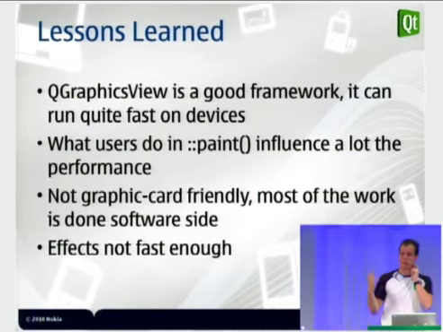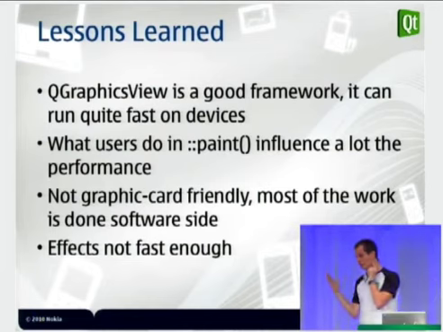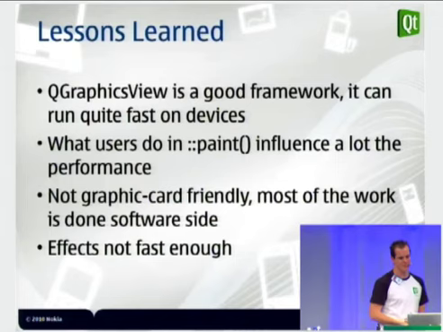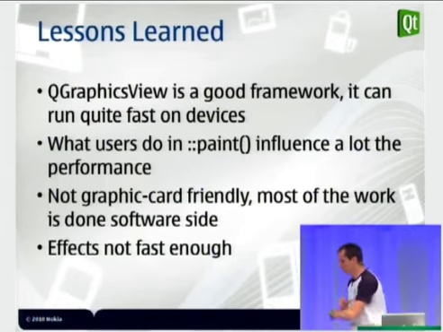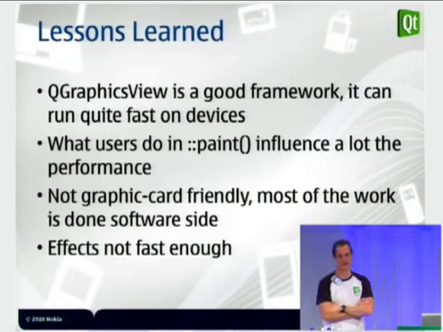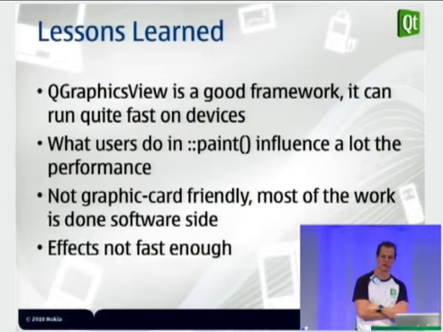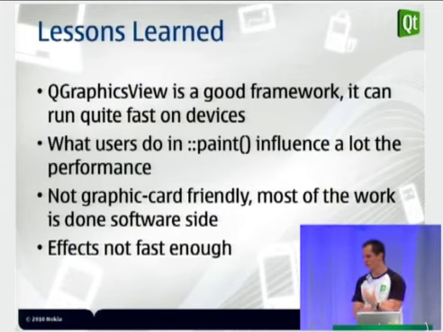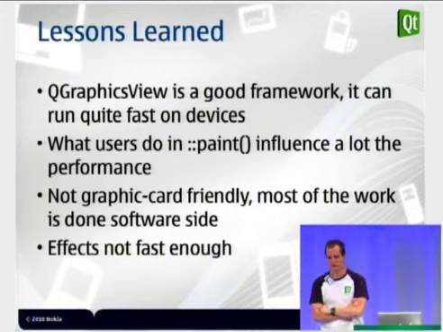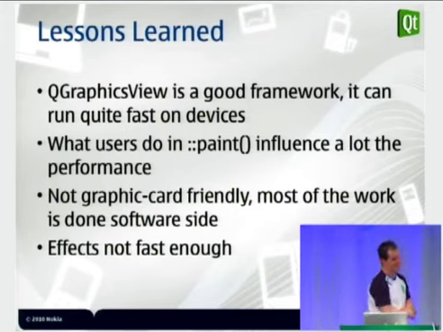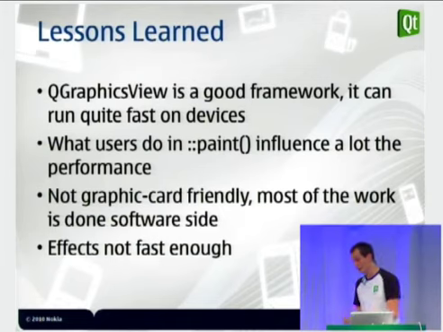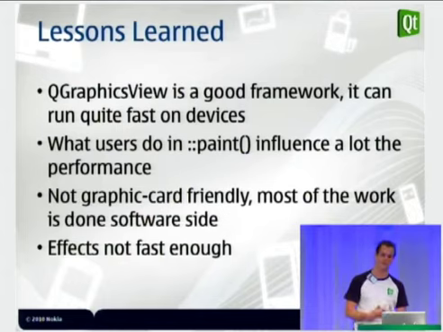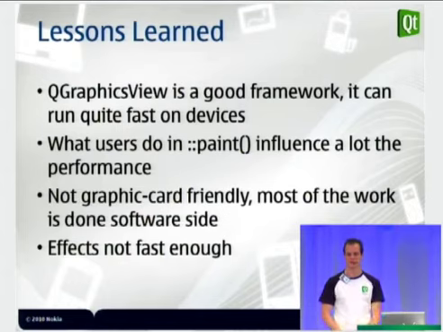What we notice is that what people do in the paint functions influences performance a lot. What you do inside matters a lot. It's not very graphics card friendly, because most of the work that we do is software side: clip path calculation, and part of the transformation has to be done in the CPU, but some of it could be done in the graphics card. The effects work fine on some devices, some work fine on the desktop, but they're really slow effects. We failed at delivering fast graphics effects.